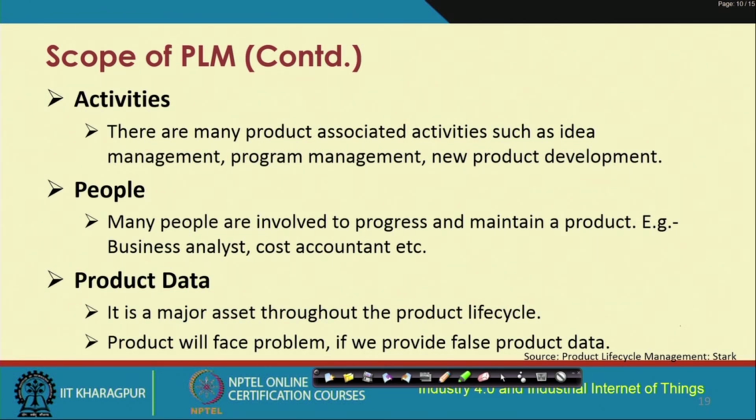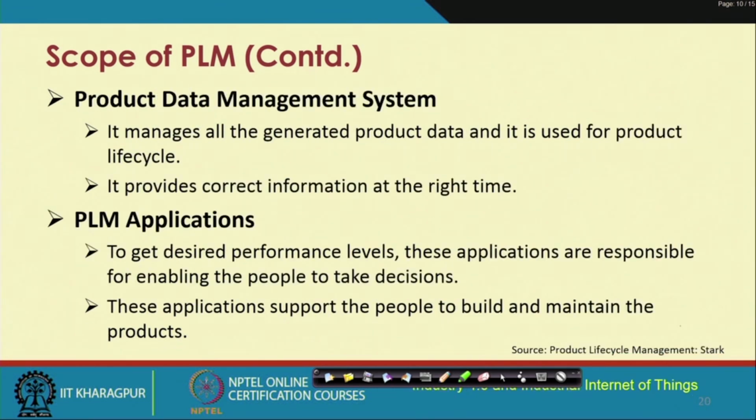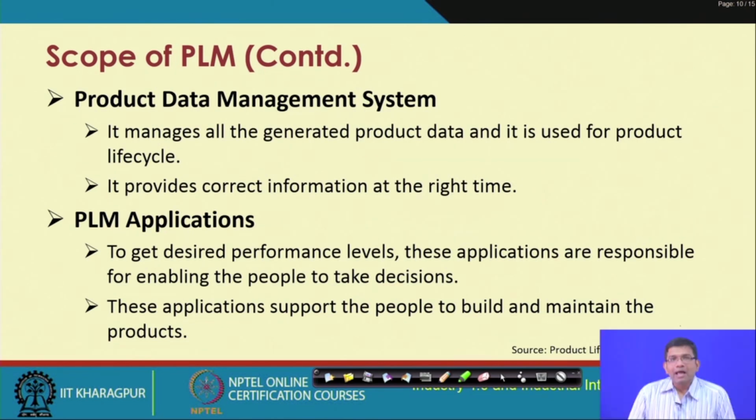Falsifying product data means, for example, you say that the product is defect free, but let us say that there is some small or big defect that exists in the product. This falsification should not be done. Then the product itself will fail and it will face problems in the market. A product data management system, as the name suggests, manages all the generated data, and that is used for improving the overall product life cycle. So, it provides correct information at the right time.